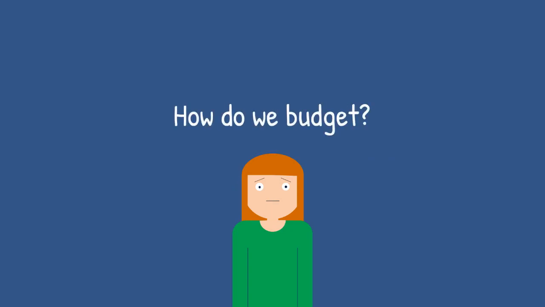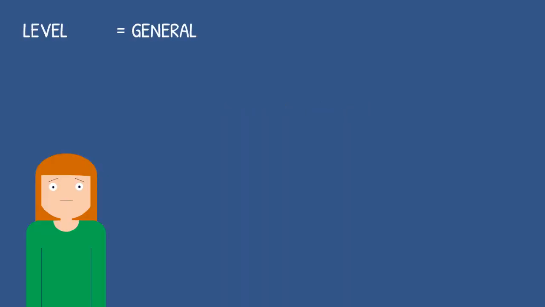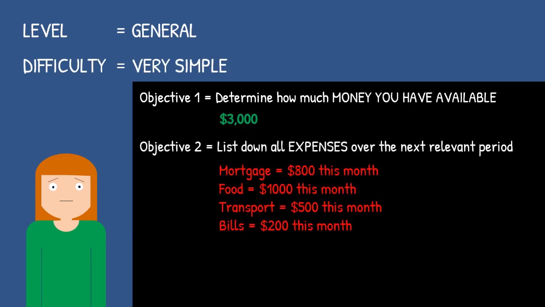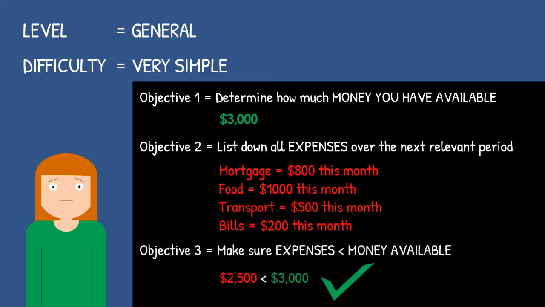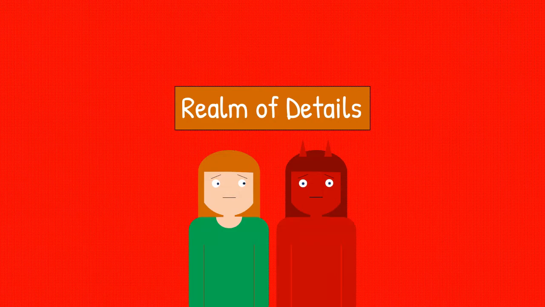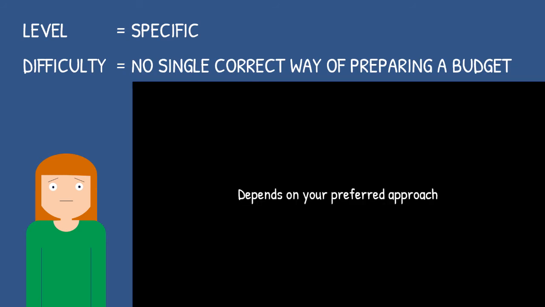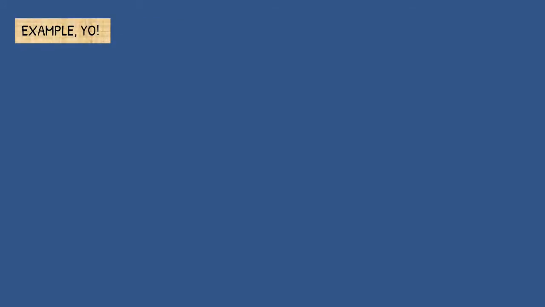So, how do we budget? At a very general level, it is very simple. Determine how much money you have, list down all of your expenses for the next relevant period, and make sure that the sum of the expenses does not exceed the amount of money that you have. However, the devil is in the details. At the specific level, there is no single correct way of preparing a budget. It depends on what approach you are comfortable following. Still, here is an example.